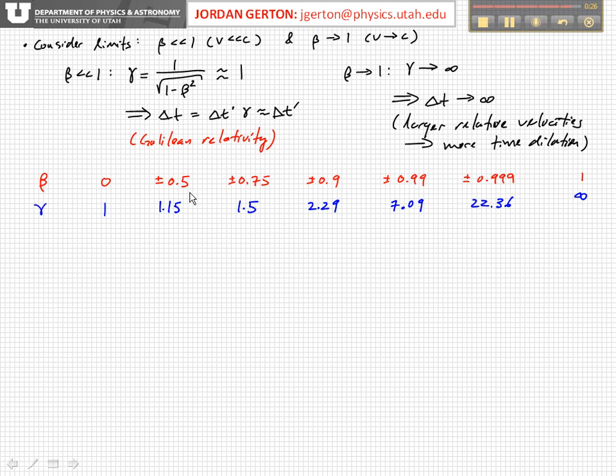Now here I've written down a table for different values of beta, increasing from 0, 0.5, 0.75, 0.9, 0.99, 0.999, and 1, and the corresponding values of gamma, and you can see it's completely nonlinear. Gamma stays close to 1 for up to pretty high speeds, and then it starts to get very large very quickly.